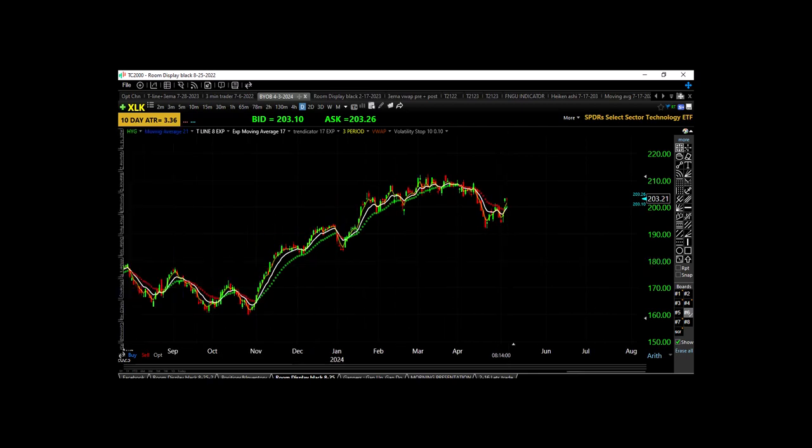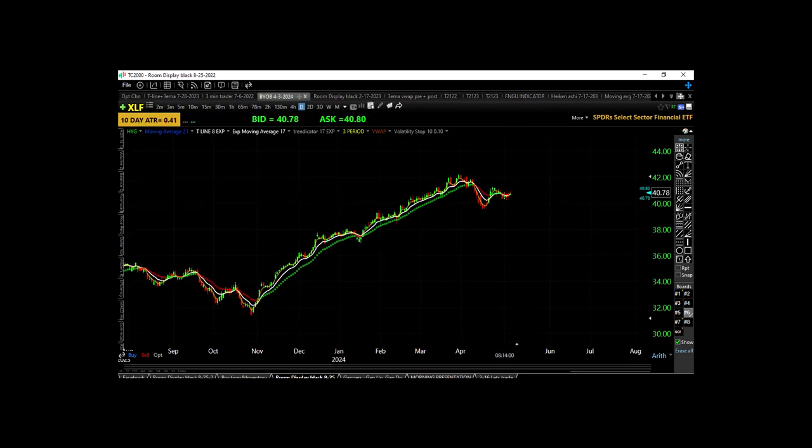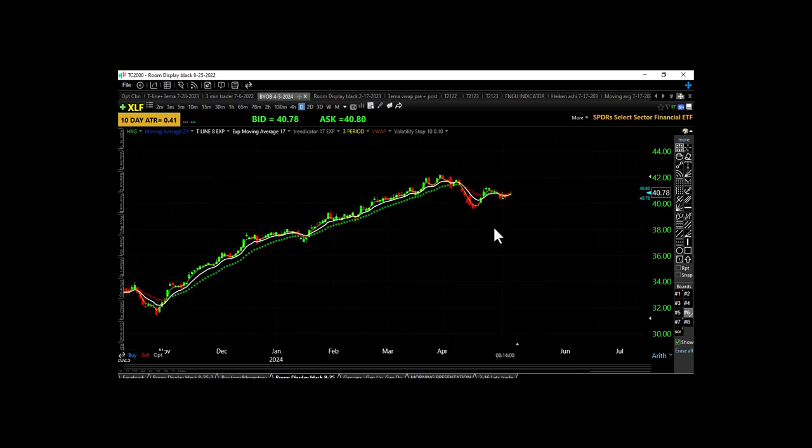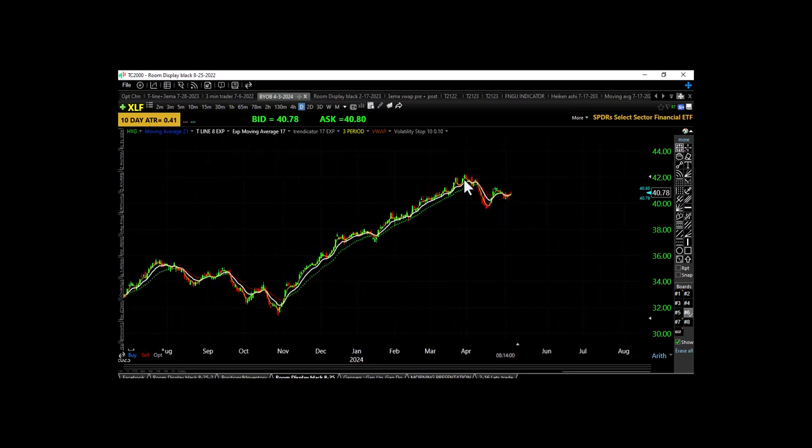All right, let's take a look at XLF. XLF putting in a lower low here. Here's one low. Putting in a lower low, making it in a downtrend. We produced a lower high, but yet here we produced a higher low. So XLF trying to return to the uptrend, currently in a downtrend. Just a big bull flag right there.